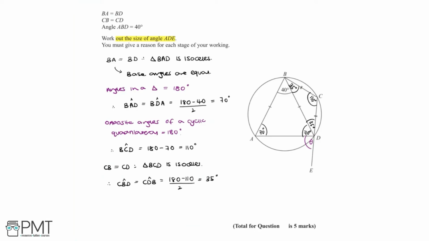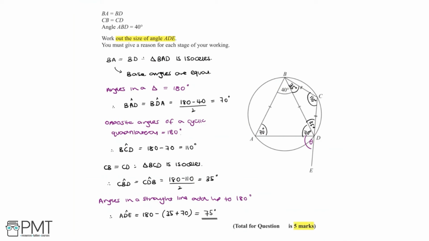Now finally, we can use all the information that we found in order to find angle ADE, which we've labelled as theta on our diagram. We're told that line CDE is a straight line, and we know that angles in a straight line add up to 180 degrees. Now on the straight line, we have 35 degrees, 70 degrees, and theta. We know that all 3 of these angles must add up to 180 degrees. And so we can say that angle ADE is equal to 180 take away brackets 35 plus 70, close brackets, which is equal to 75 degrees. And so we've found that the size of angle ADE is equal to 75 degrees.